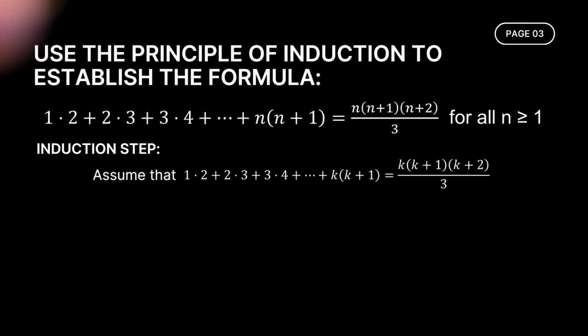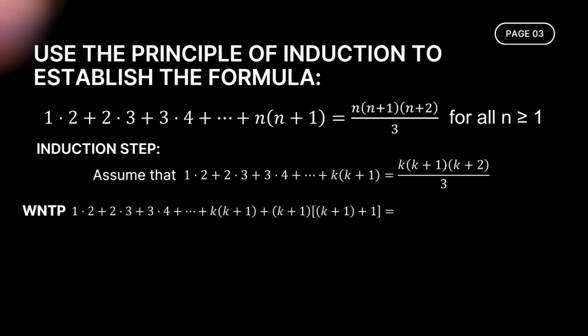Assume that 1 times 2 plus 2 times 3 plus 3 times 4 plus ellipsis plus k times the quantity of k plus 1 is equal to k times the quantity of k plus 1 times the quantity of k plus 2 all over 3. And we need to prove that 1 times 2 plus 2 times 3 plus 3 times 4 plus ellipsis plus k times the quantity of k plus 1 plus k plus 1 times the quantity of k plus 1 plus 1 is equal to k plus 1 times the quantity of k plus 1 plus 1 times the quantity of k plus 1 plus 2 all over 3.